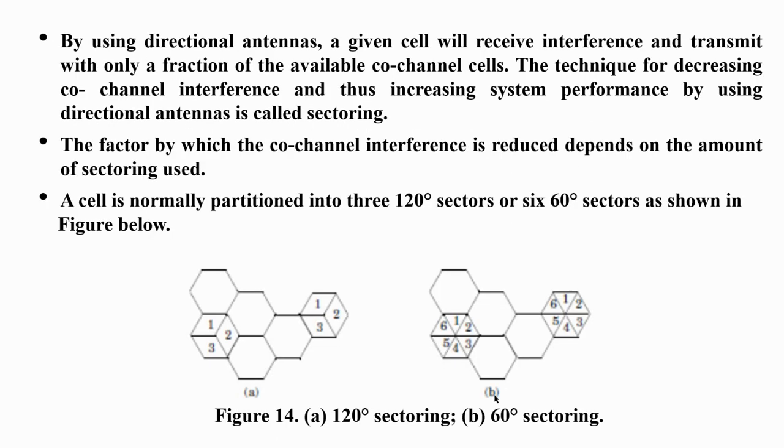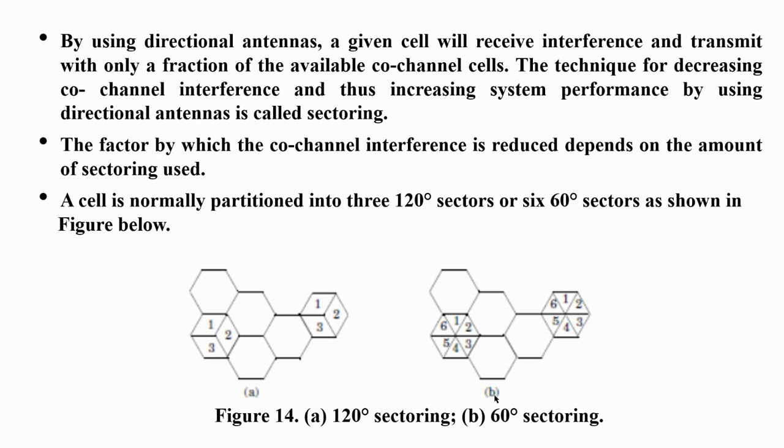By using a directional antenna, it receives interference and transmits only within that particular area. It is not going to bother about all the other areas. Thereby, it increases the system performance. The factor by which the co-channel interference is reduced depends on the number of sectors we are using. As we increase the number of sectors, obviously the co-channel interference becomes lesser.